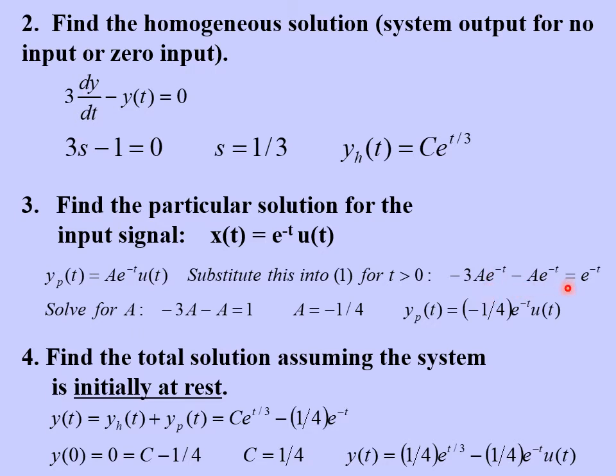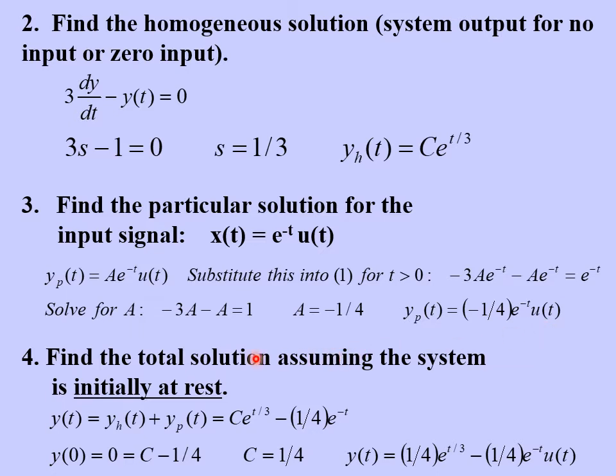Now we can solve this for a pretty easily. Notice all the terms have e to the minus t, so we cancel those and we get minus 3a minus a equals 1. In other words, a is equal to negative 1/4, just doing a little algebra there. And I can plug that back into my particular solution here. So our particular solution, y sub p, is equal to minus 1/4 times e to the minus t times that step function, u of t.